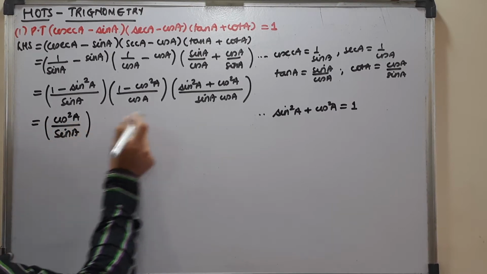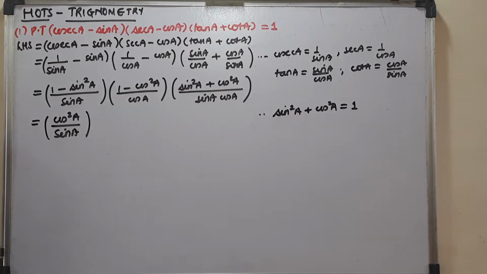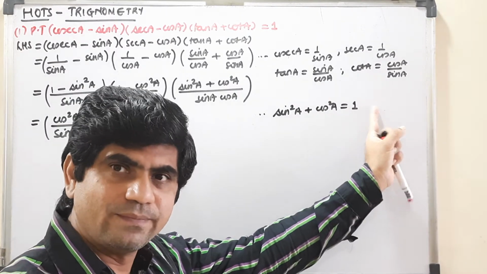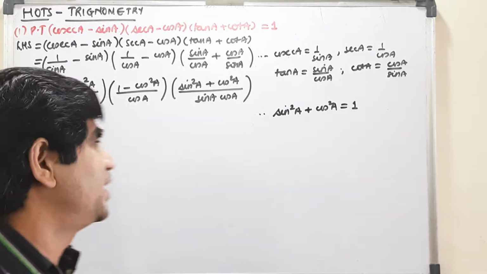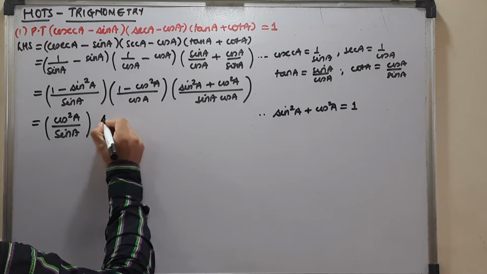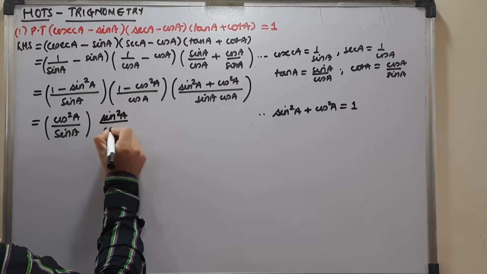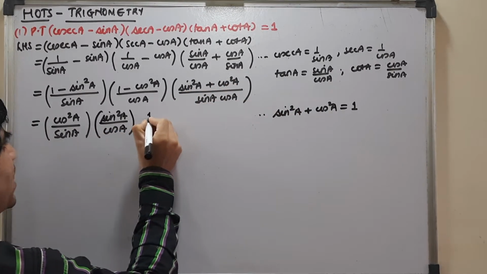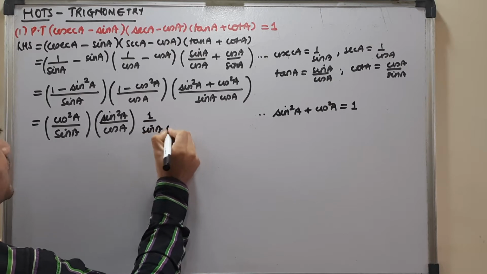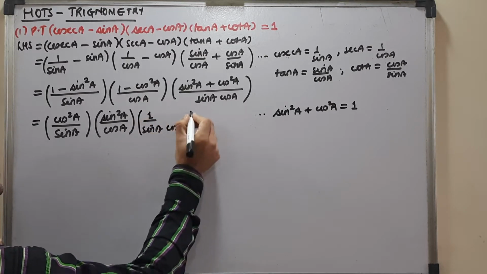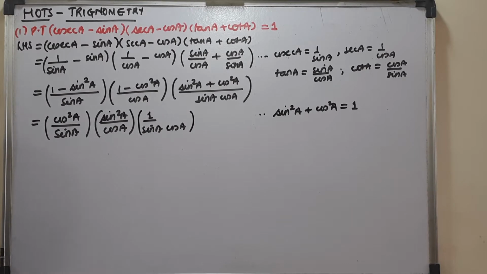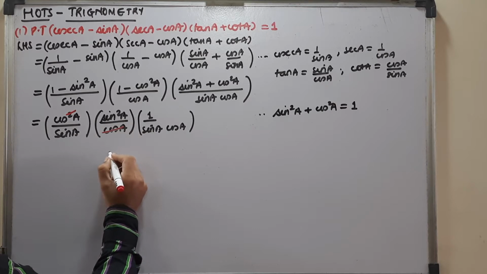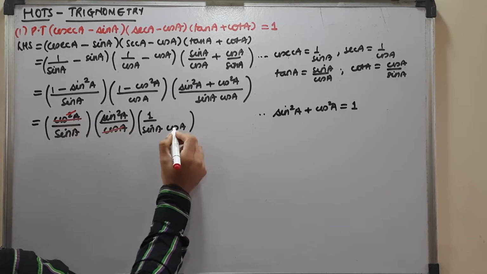What I did, I wrote the reason first to understand these steps. Now I can see 1 minus cos square A, so plus cos square will go to that side and it will become minus. So I get sin square A upon cos A. And here sin square A plus cos square A has become 1 upon sin A into cos A. So you can see that this cos gets cancelled here and one more cos gets cancelled here, that is divided off.